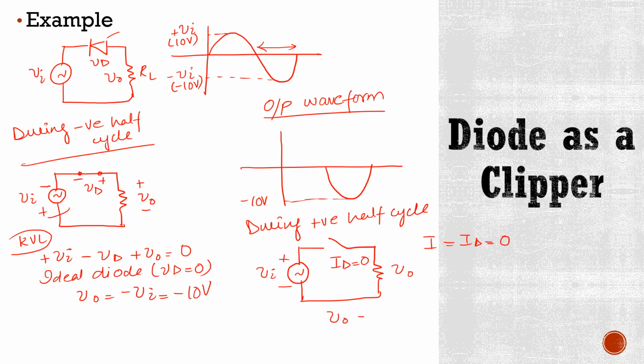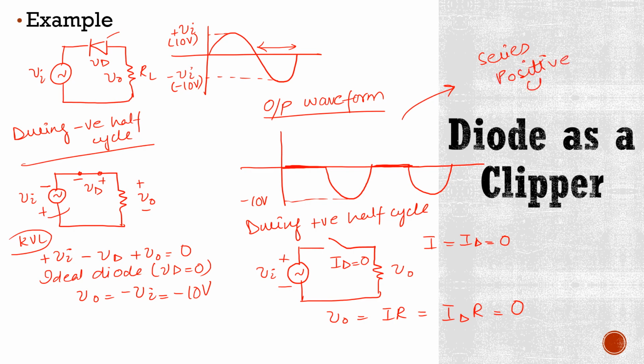And we know that V0 is equal to IR. Here it is IDR and it is equal to 0. It means during positive half cycle this output voltage is 0 volts. Now for second input signal you will get an output waveform like this. Now as you can see in this case, this positive half cycle of input is clipped, but the circuit has allowed negative half cycle of the input signal. It means it is an example of series positive clipper circuit. Why series? Because this is a series configuration.